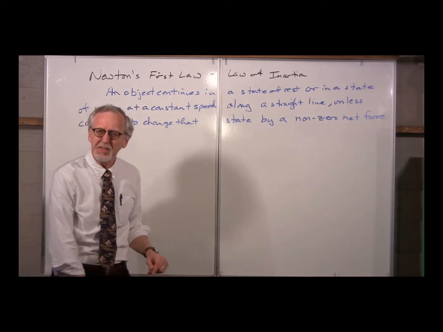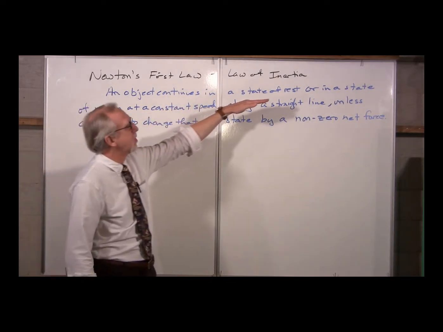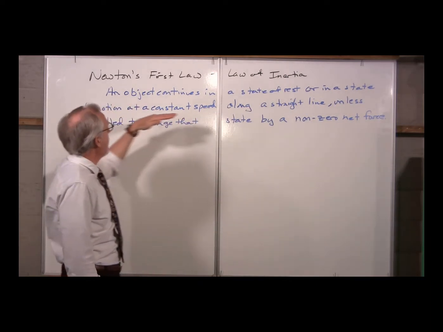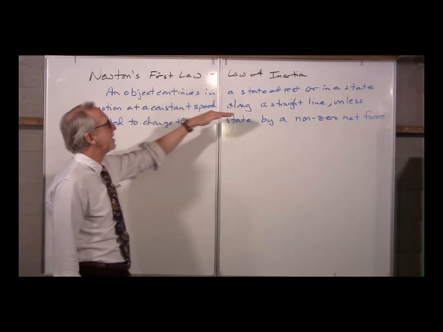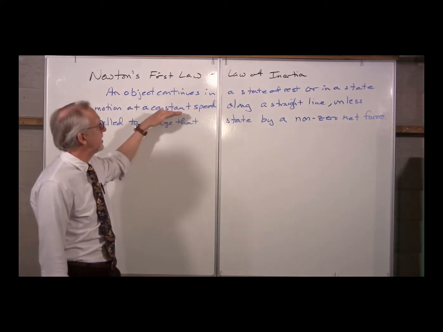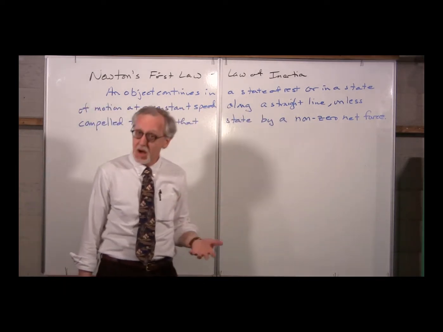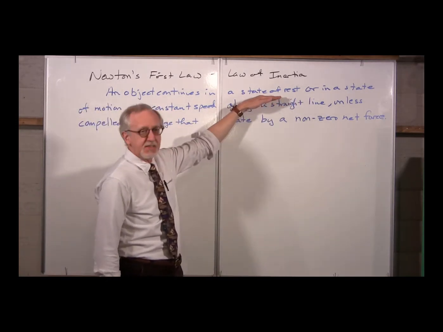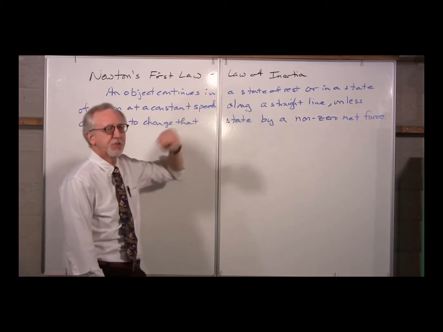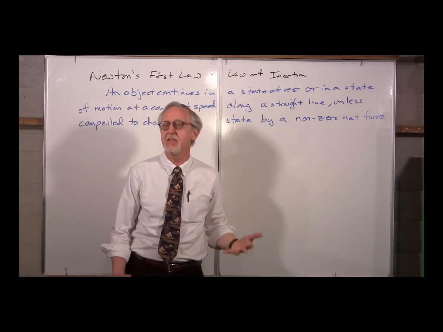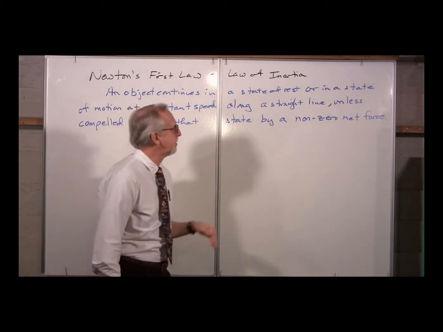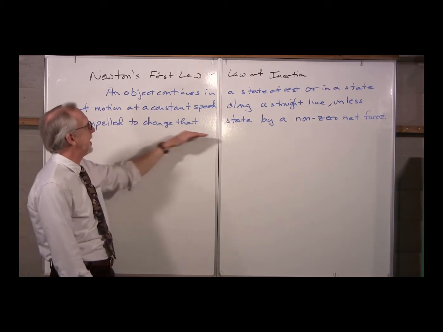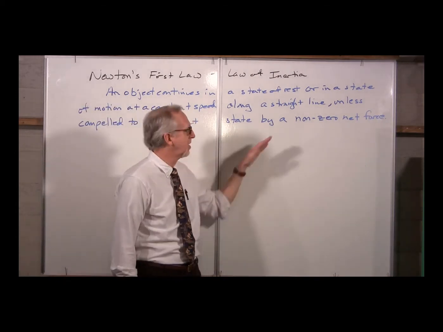So let's look at this. What does this mean? A state of rest means stationary, that means zero velocity. A state of motion at a constant speed along a straight line, what does that mean? That's constant velocity. So this is basically stating: in a state of rest, zero velocity, or constant speed along a straight line, non-zero velocity. So basically this is just saying a constant velocity. An object continues at a constant velocity unless compelled to change that by a non-zero net force.